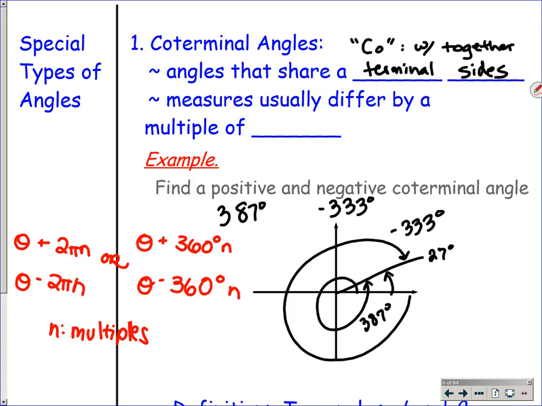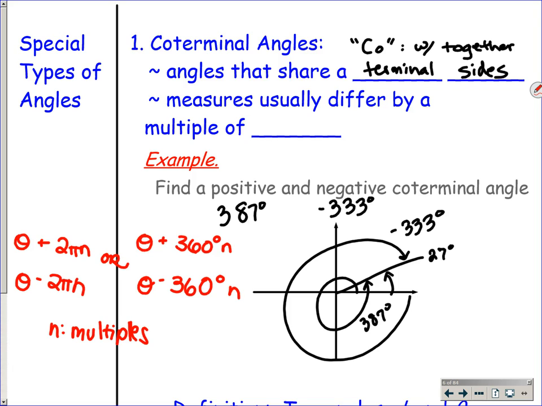Right? Don't I need a full revolution? If you go up 27, Nathan, how did you get your 387? You added a full rotation, 360, right? Could I add some portion of that and still have landed? Does that make sense? So when I'm saying multiples, I mean whole number multiples.